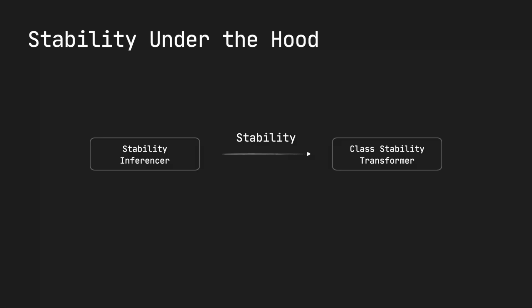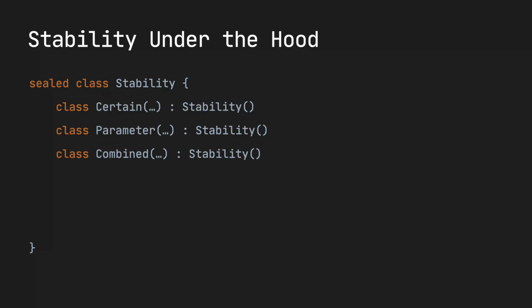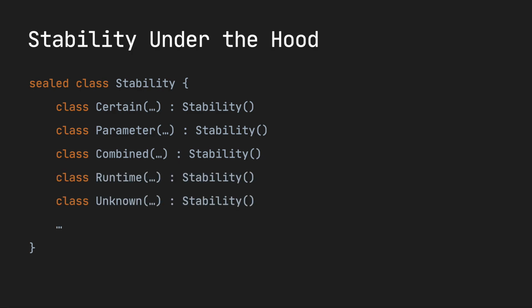So stability is modeled as a sealed class, and you have different types of stability. You have certain parameter, you have combined stability. Sometimes stability cannot be determined during compile time. It can only be determined during runtime.